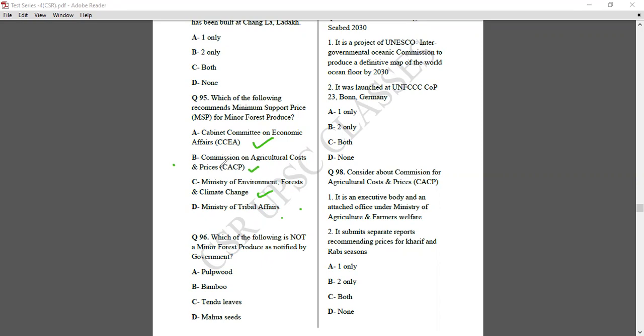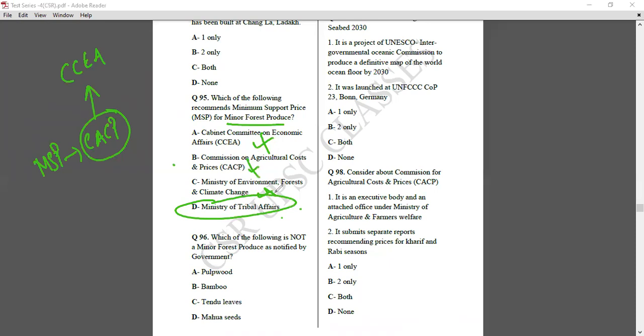So here the normal MSP of crops is recommended by CACP and approved by CCEA, that is Cabinet Committee on Economic Affairs. But here we are asking about the minor forest produce ka MSP. Answer is Minister of Tribal Affairs. It is under a scheme. It's also an environment question when you study about FRA Act and all. So here there is a centrally sponsored scheme, that is mechanism for marketing of minor forest produce through MSP.